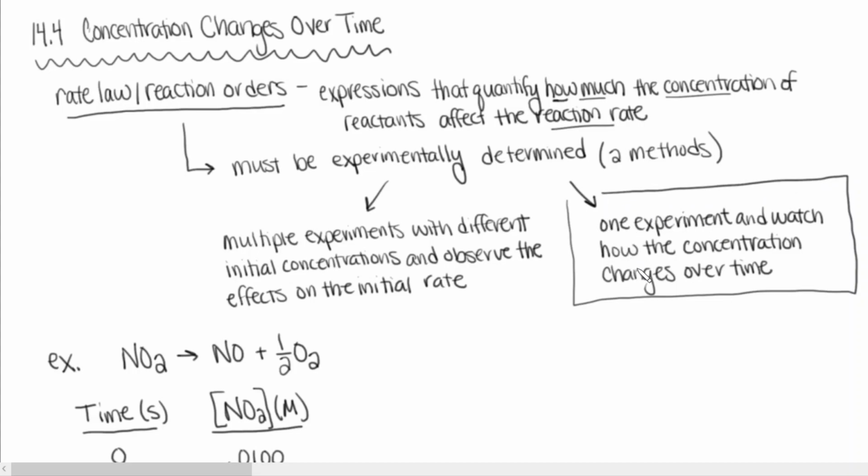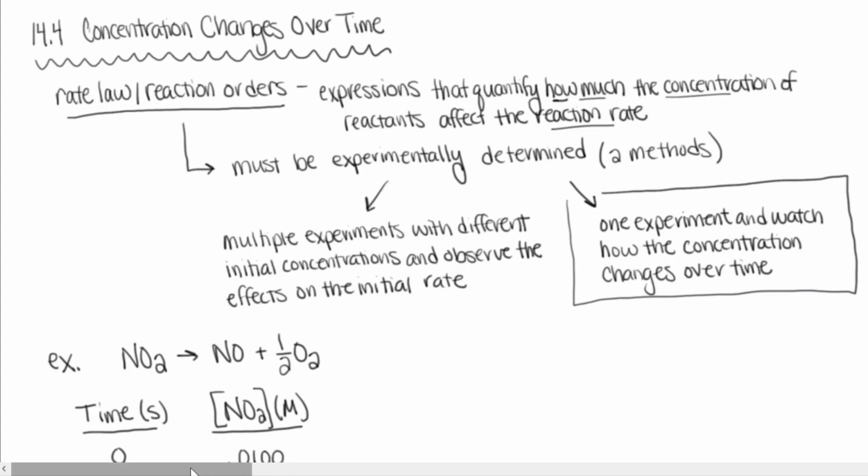Okay, so what we're going to do now is look at this other method where we just run one experiment and we watch how the concentration of that reactant changes over time. So we don't do multiple different experiments. We don't change the concentrations of the reactants. We just do one experiment setup and we let it run, and we watch and see what happens to the concentration over time. And you're like, well, how would that tell me the rate law?